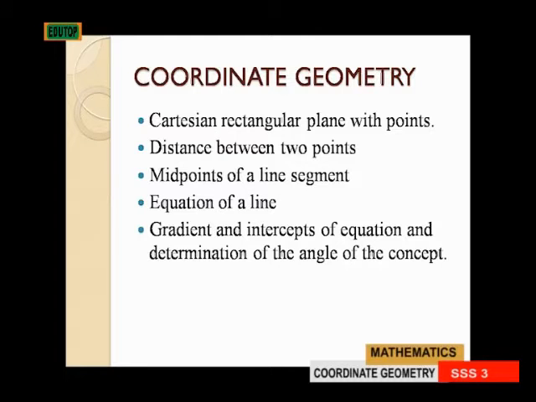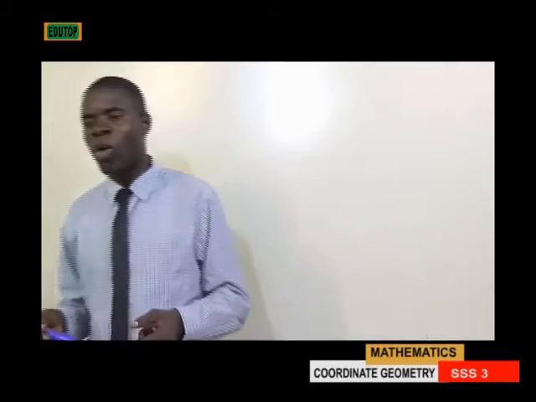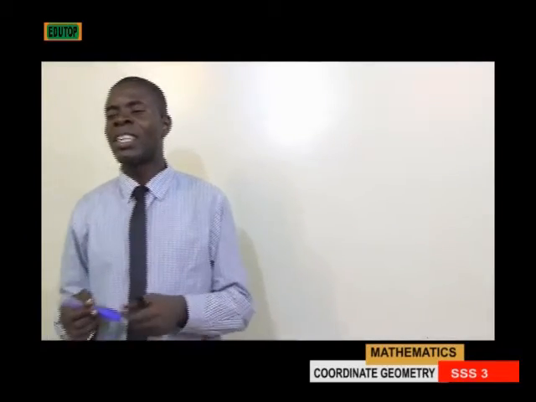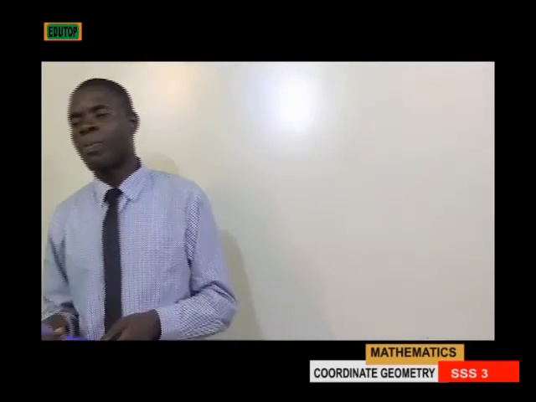Coordinate geometry. Under this coordinate geometry, we're talking about some subtopics. We have Cartesian rectangular plane with points. We have distance between 2 points. We have the midpoint of a line segment. We have equation of a line, gradient and intercept of equation, and determination of the angle of the concept. So the first thing we have to talk about here is the Cartesian rectangular plane with points.